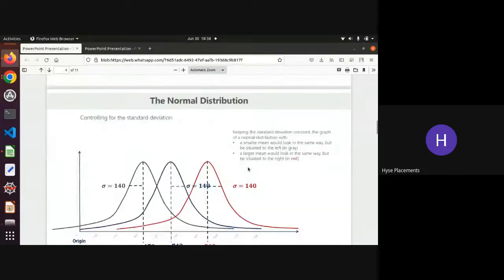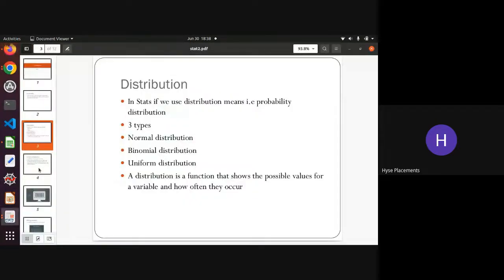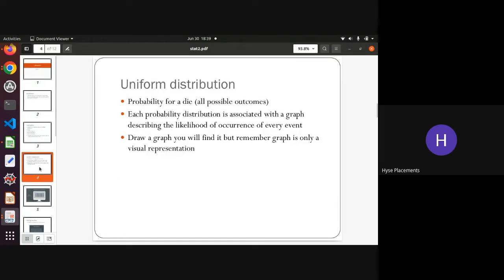Before going further, hold on. In stats, there are 3 types of distribution that are very important: normal, binomial, and uniform. Let us see uniform distribution. Uniform distribution is something where the entire data points are distributed uniformly, equally. That means probability for a die, all possible outcomes.